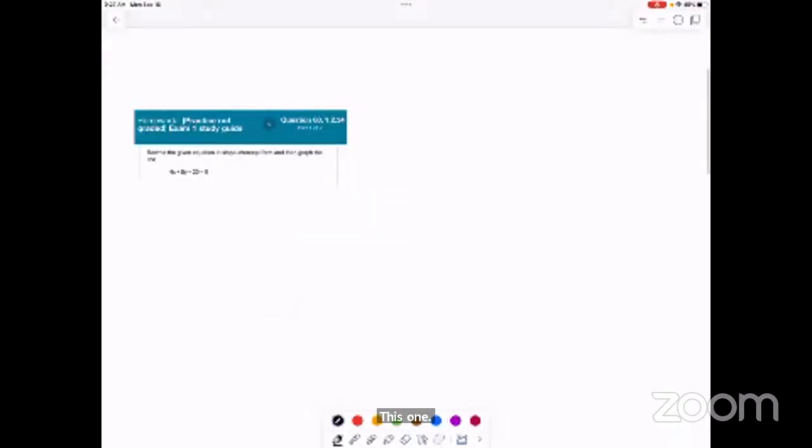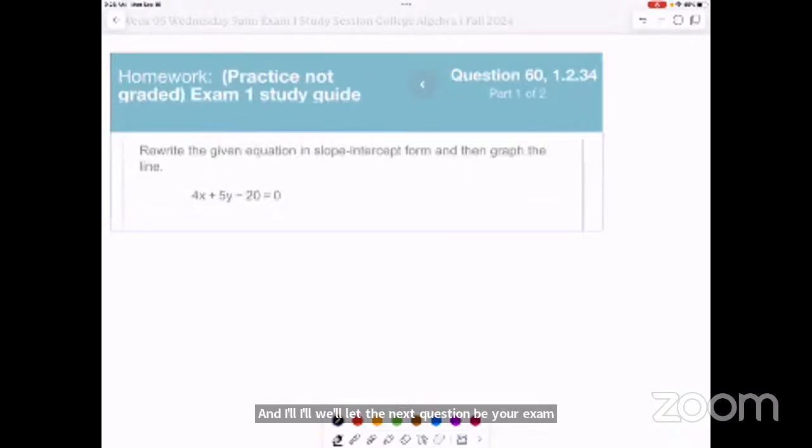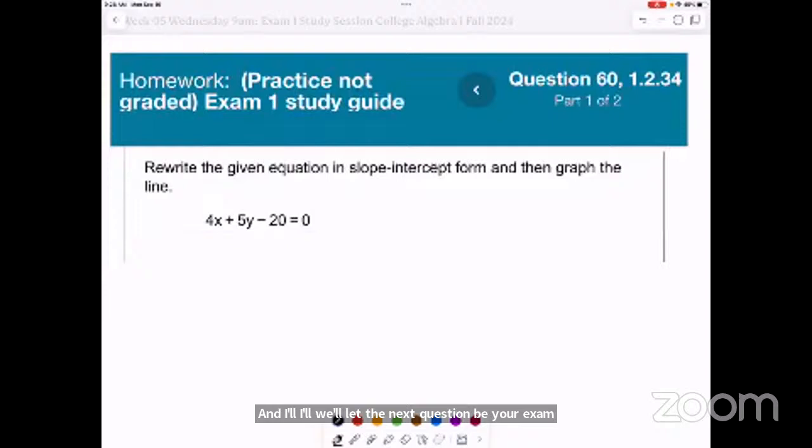And we'll let the next question be your exam question. All right, so rewrite the given equation in slope-intercept form, right?